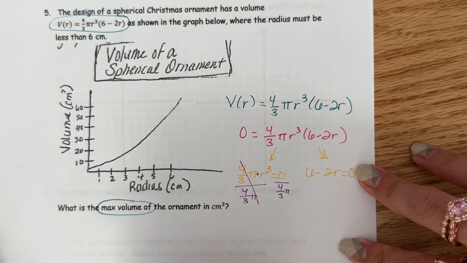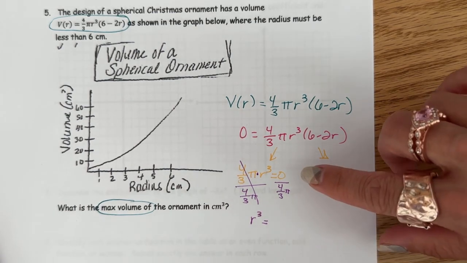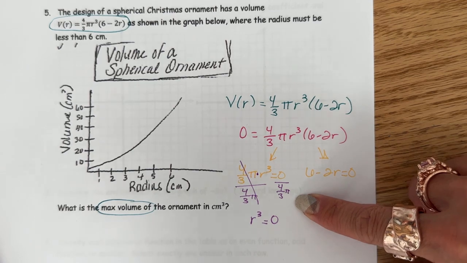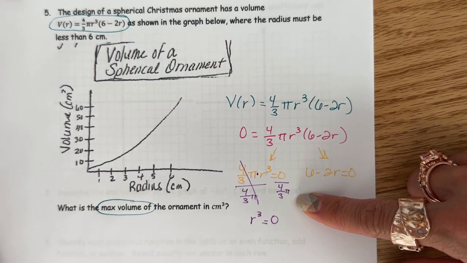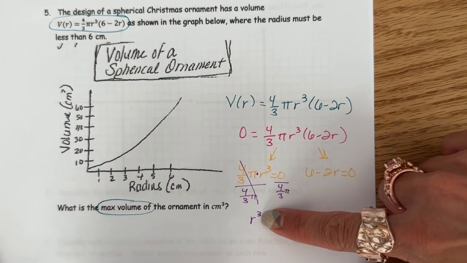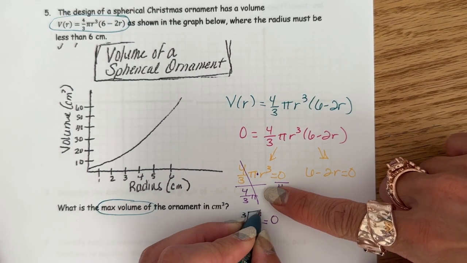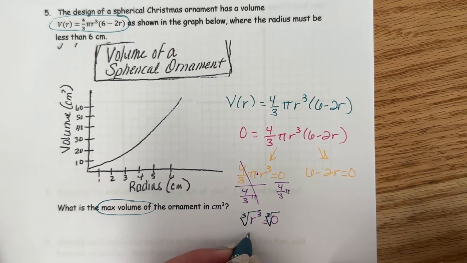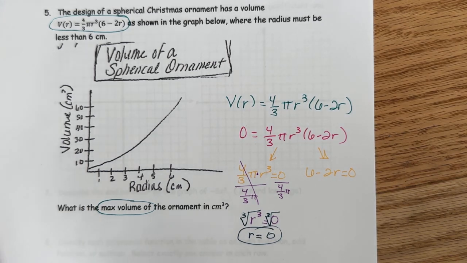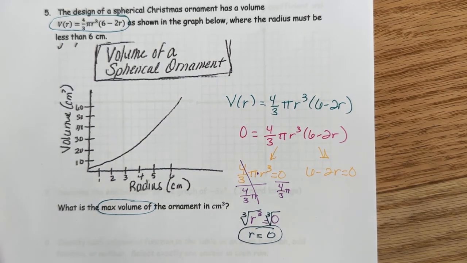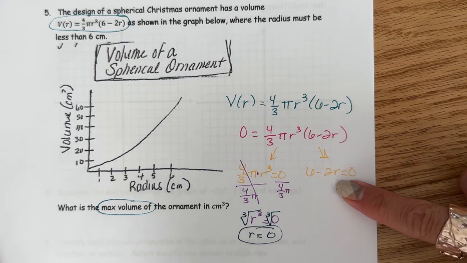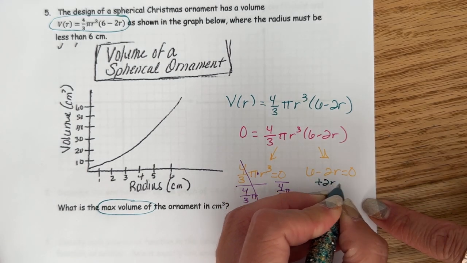So we're getting rid of this. So r cubed equals, well, 0 divided by anything is just 0. Then we need to undo that cube on the r, so we take a cube root. The cube root of r cubed is r, and the cube root of 0 is just 0. We kind of expected that, because when we're finding the domain of a volume of a box or of an ornament or whatever it is, volume can't go below 0, can't be negative, so that's the lowest number it should go to.